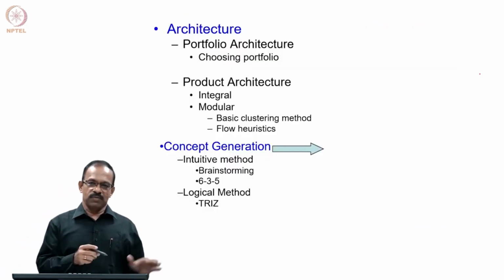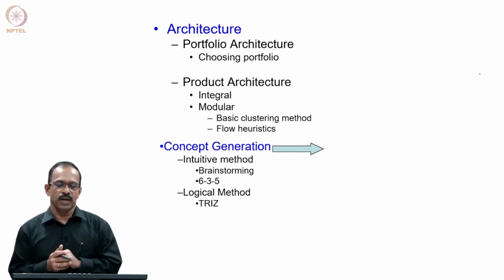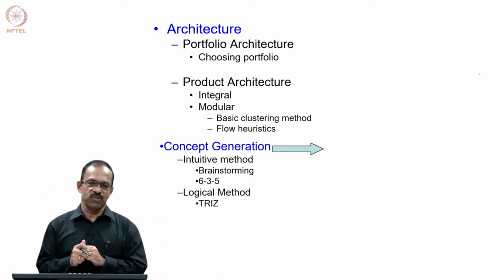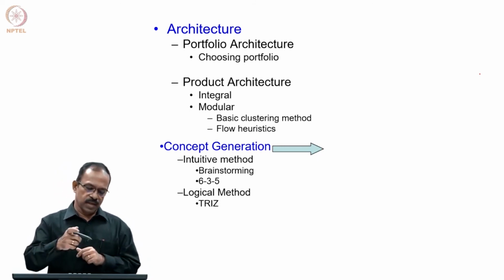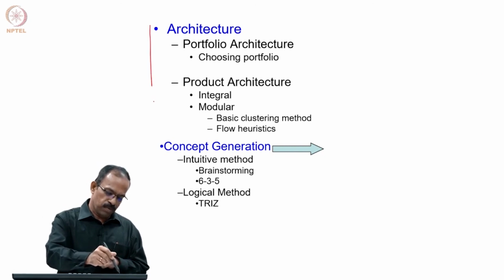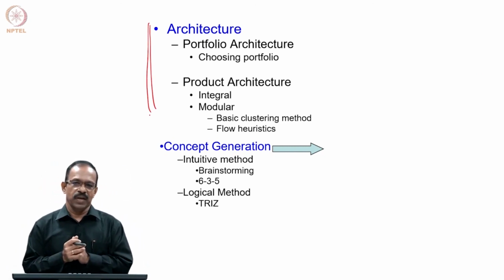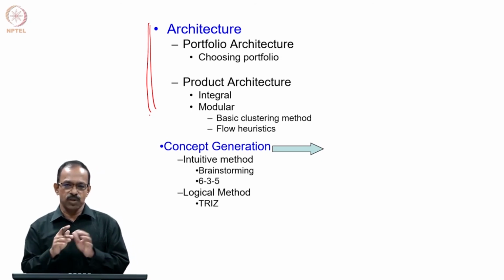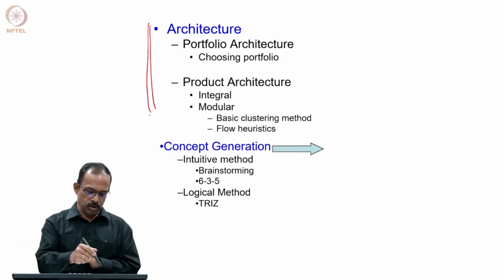Okay, from the functions, the next stage is to give a form to the function. That is where you want to convert that into physical building blocks, and the conversion of functional blocks to physical building blocks is known as the product architecture. And when we talk about the product architecture, we need to look at the individual product architecture as well as the number of products to be offered in a family of products, and that is known as the portfolio architecture.